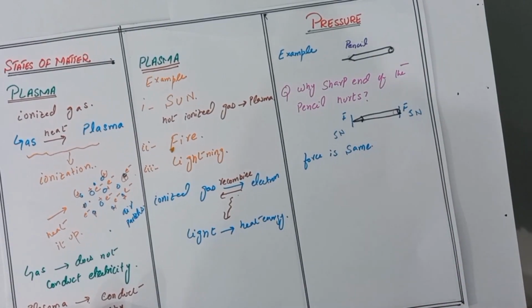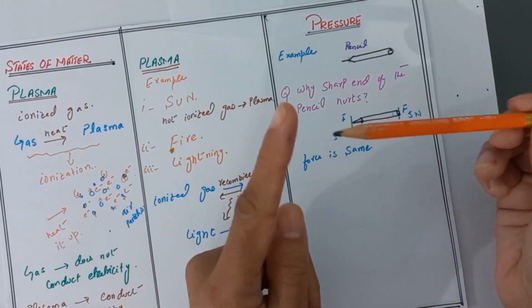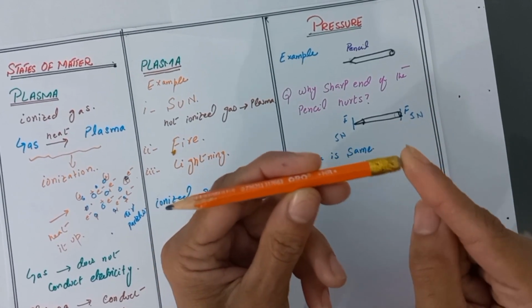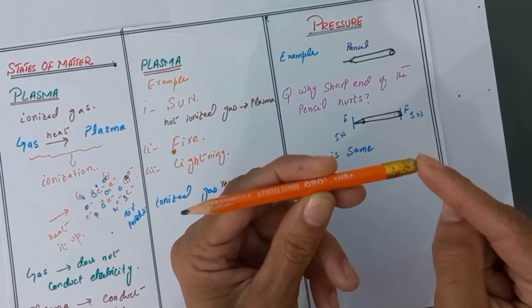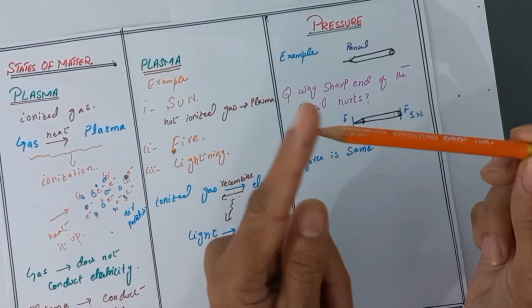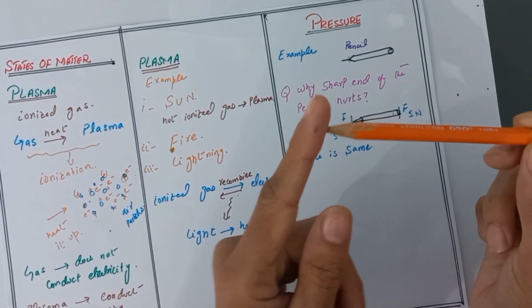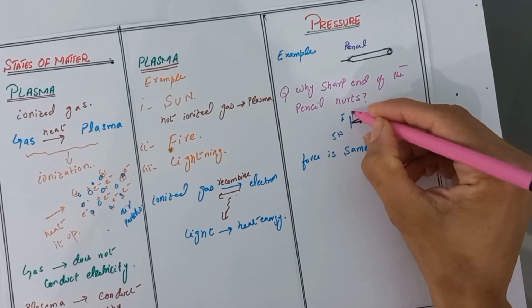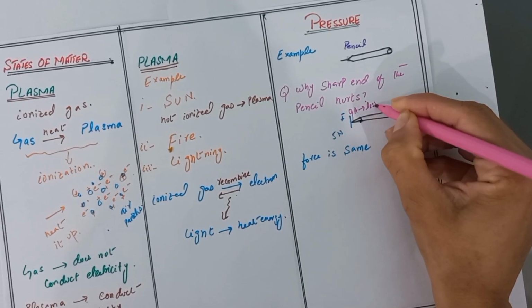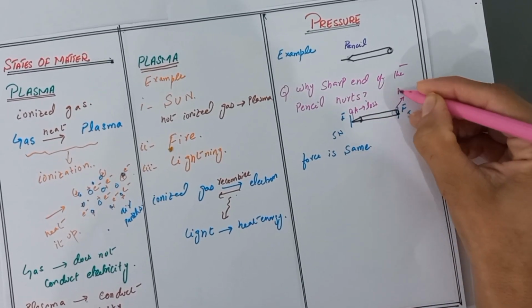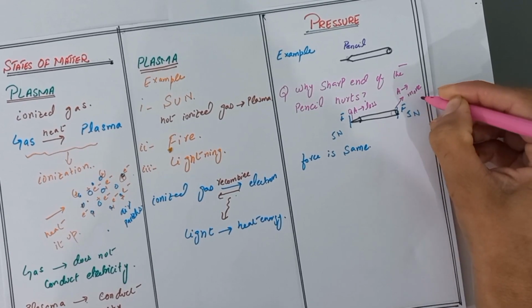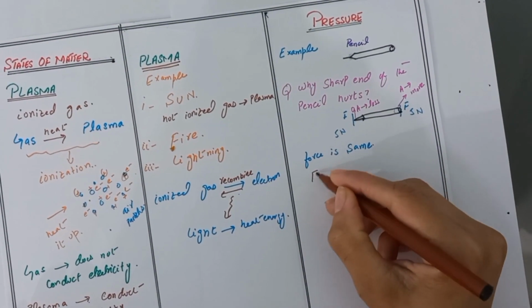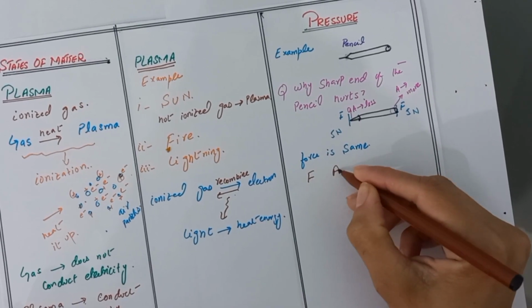If you notice that the sharp end of the pencil, the area is less. But if you see the other side, the flat end, the area is more. So here the reason is basically the area is less in the sharp end, so it is connected to the area. So area is less on the sharp end and the area is more on the flat end. So guys, it does not only depend upon the force, it also depends upon the area.